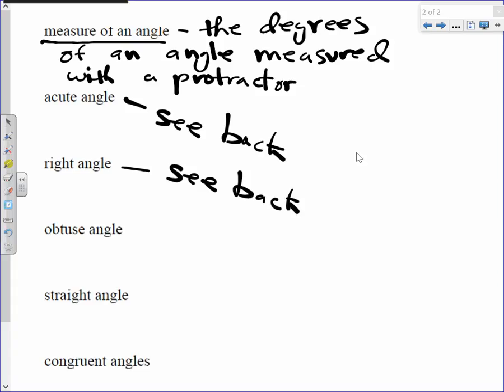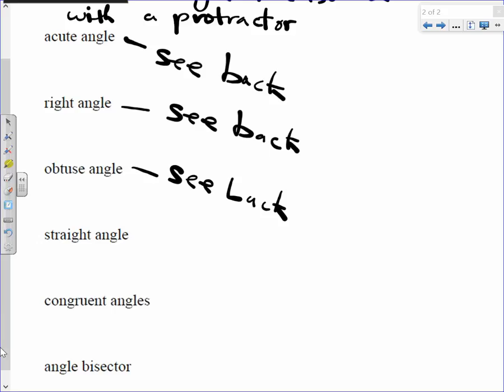The definitions are there on the other side. Yeah, it's right over there. Check, look. I'm just kidding. See back. Straight angle, see the back side of your paper.